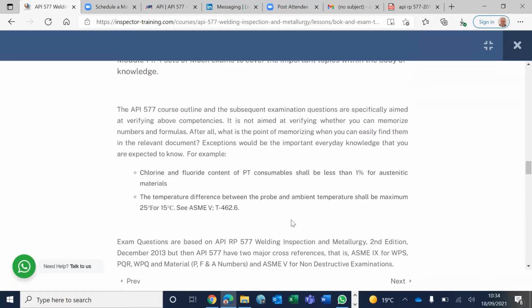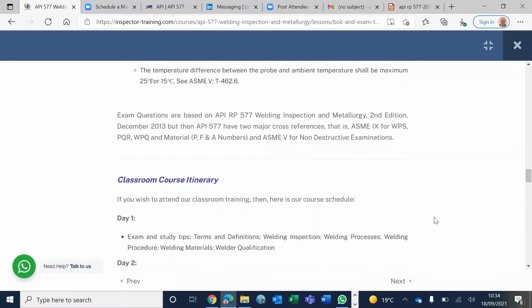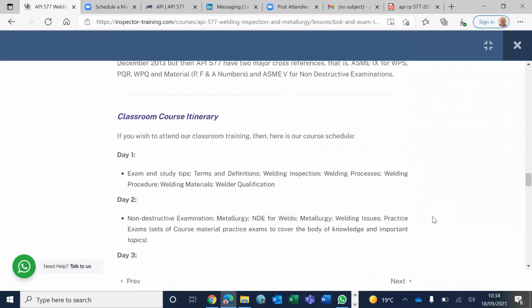And there would be some practical type of question. For example, chlorine and fluoride content should be 1% of austenitic material for PT. So these are everyday encounter, awareness type of questions, that as an inspector you would encounter this sort of thing. So you're supposed to know this.